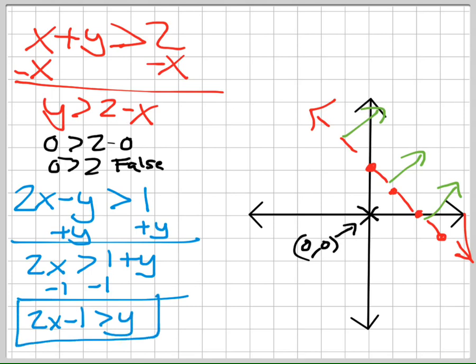And that is what we'll graph. If you did it the other way, that's fine. Just make sure when you divide by a -1, you flip the sign. So we'll go to -1 on the y-axis. We'll go up 2, to the right 1. And then we will put a dotted line because it's just greater than.